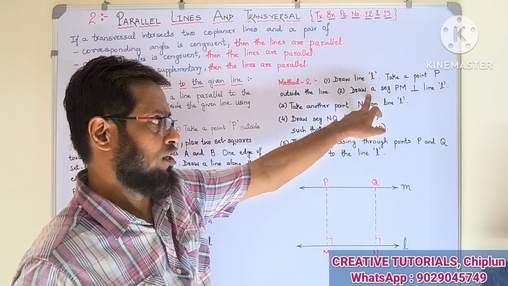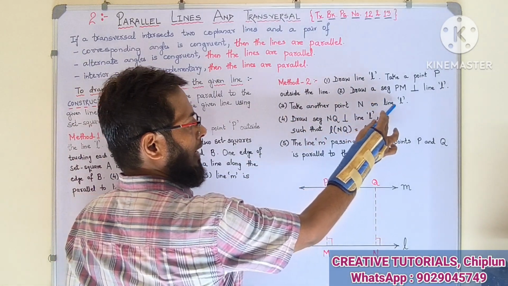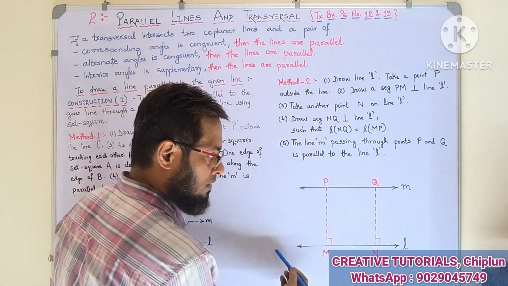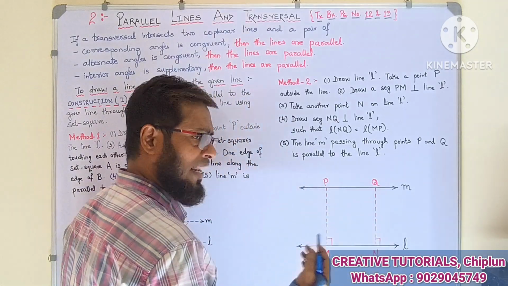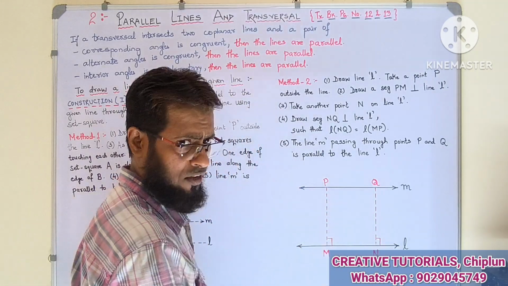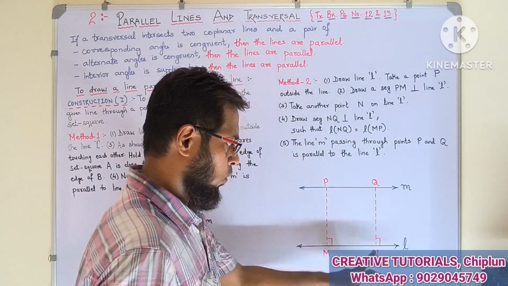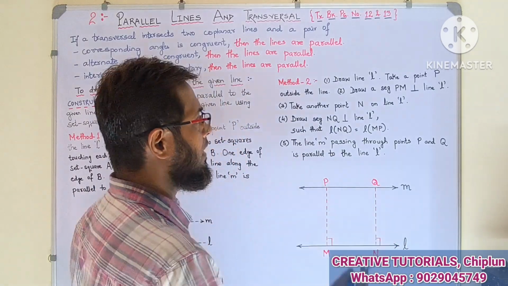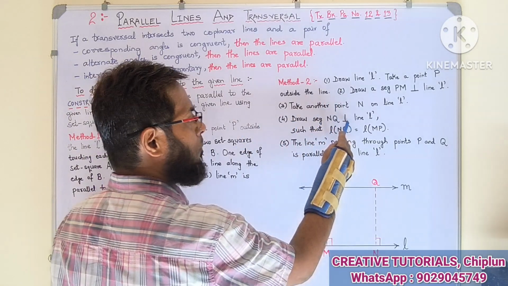That is point number 2. Then take another point N on line L. Take one point N anywhere, wherever you want. You can take it on the right side of M or the left side of M. As per the textbook, I have taken it towards the right of M. So I have taken this point as N, and now they are telling us to draw segment NQ perpendicular to line L.